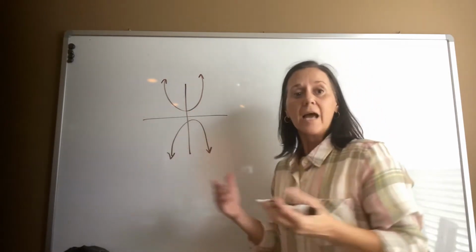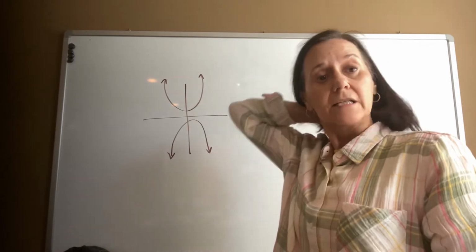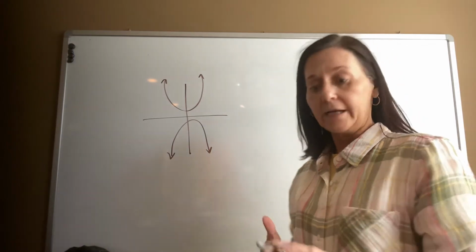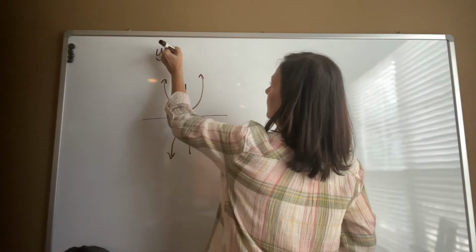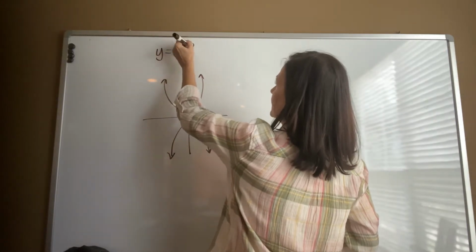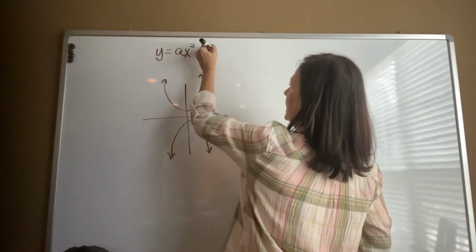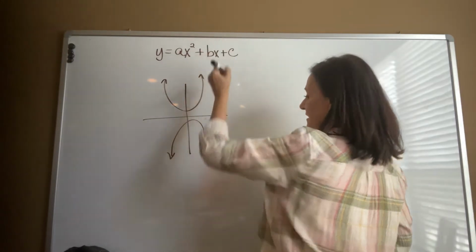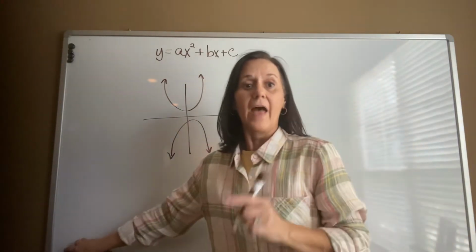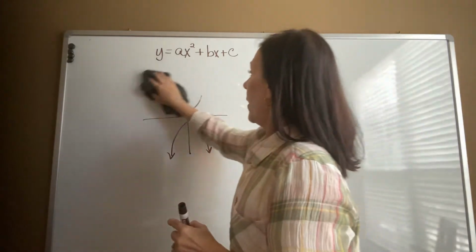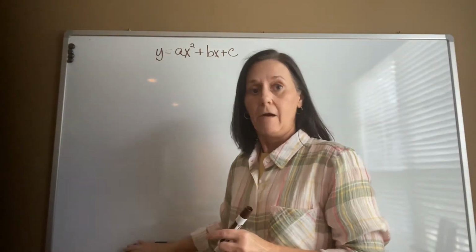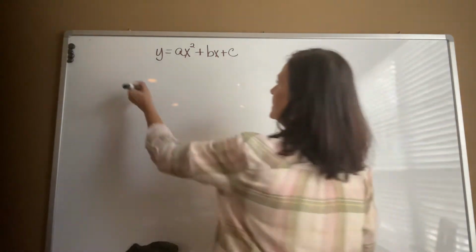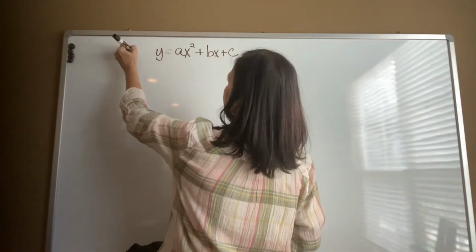So what type of an equation looks like this? It's always a second degree equation, a quadratic, something that looks like y equals ax squared plus bx plus c. That is what the equation looks like in its standard format, all right? So this is standard format.